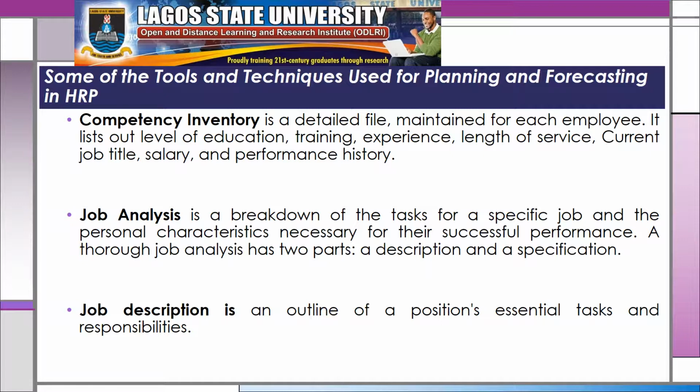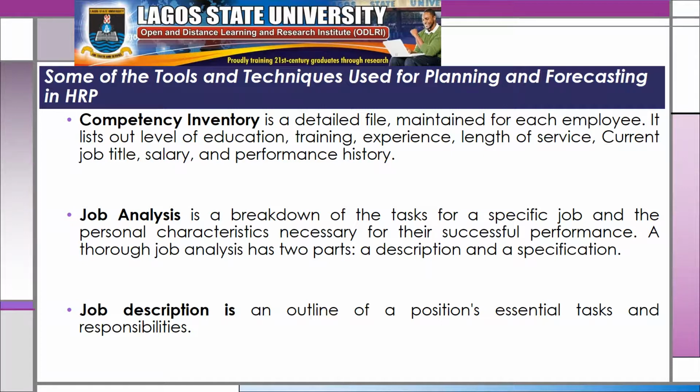Another thing that you have to do is what we call job analysis. Job analysis is just breaking down the tasks for a specific job. When you analyze, then you'll be able to know the job description and job specification. When you break it down, then you know, this is what we need, and this is what that person is going to do. So a thorough job analysis has two parts, which we call job description and job specification, that I'm going to discuss in due course. So let me start with the job description.